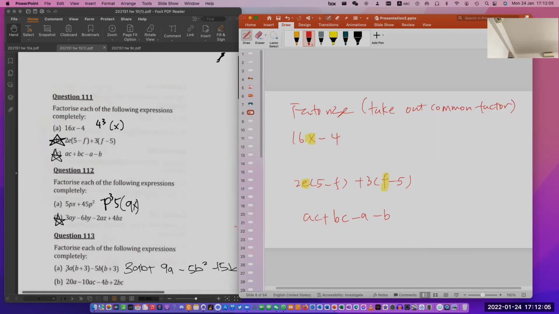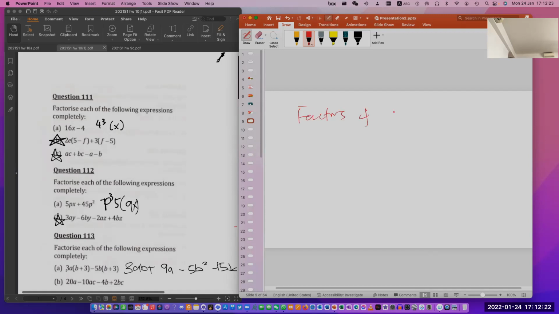Okay, so take out common factor. Before I talk about this slide, I met someone last Saturday, and they were talking about factors of 16. So how do you get the factors of 16? You can do it like this.